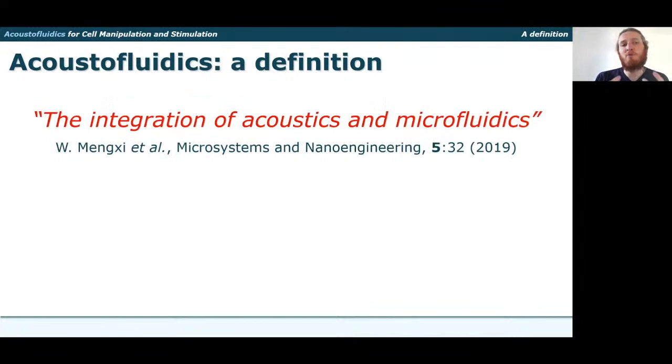So let's start by providing a definition of acoustofluidics. Acoustofluidics is often referred to as the integration of acoustics and microfluidics, whereby an ultrasound source is typically coupled with a microfluidic device, which is a fluid-filled cavity where at least one of the characteristic dimensions is in the order of a few micrometers.